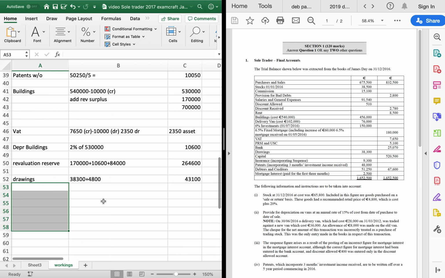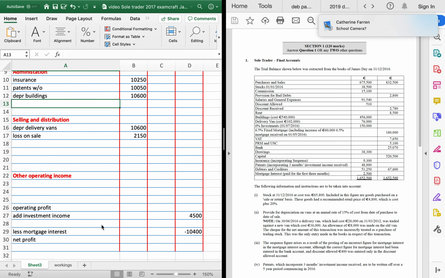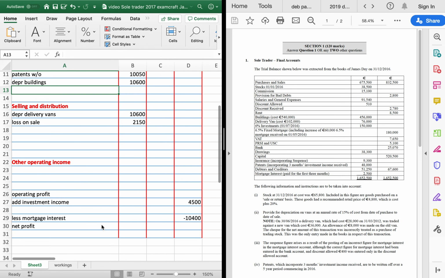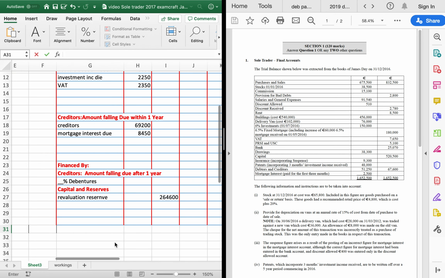I think I've put in my revaluation reserve. Drawings is 43.1, and remember that's minus, so less drawings, 43.1. Sorry, I put that in the wrong place. Okay, so that's everything in from there. That just leaves us with everything from the question that we haven't put in already.